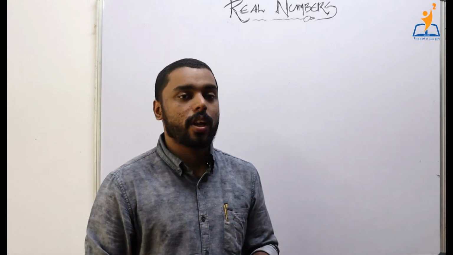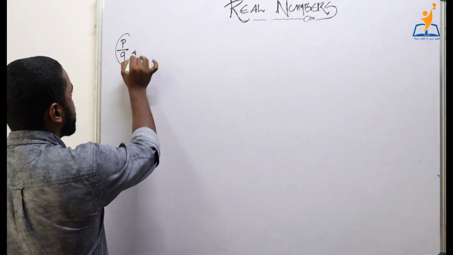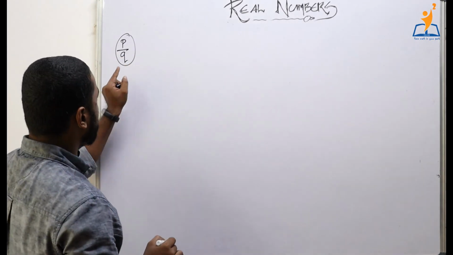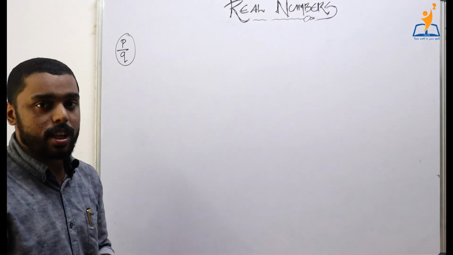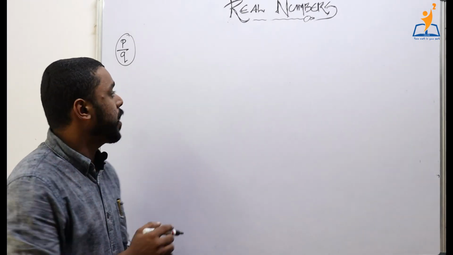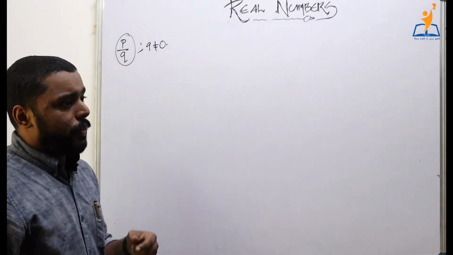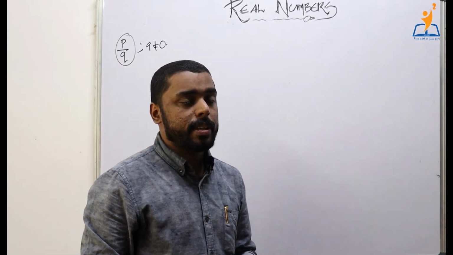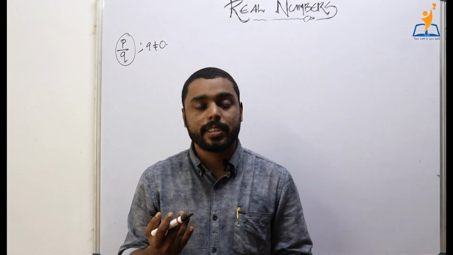Any number which cannot be expressed in the form of p by q can be named as an irrational number, and any number which can be expressed in the form of p by q is a rational number. So it is a clear definition, and you have learned it in your previous classes, where q not equal to 0. Now we know various types of irrational numbers like pi, root 2, root 3 and root 5, etc.